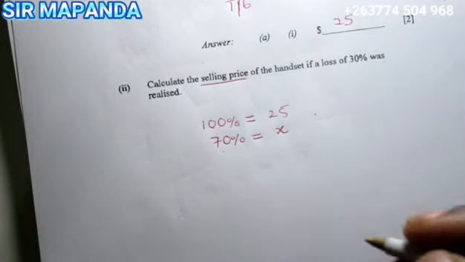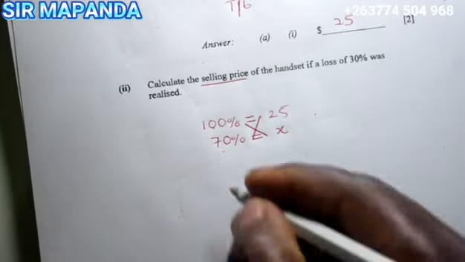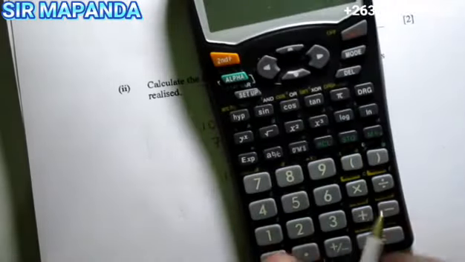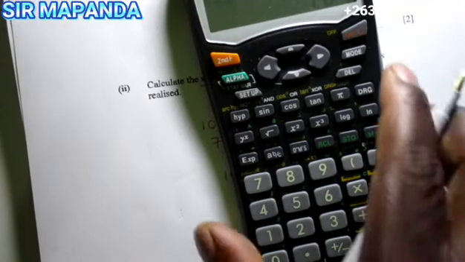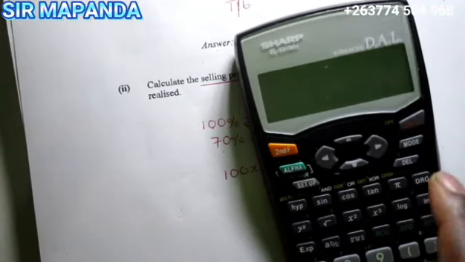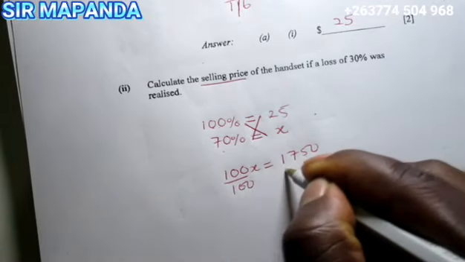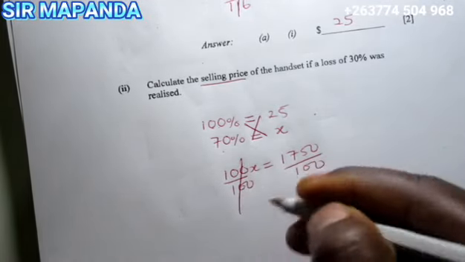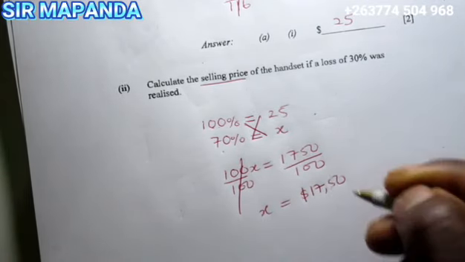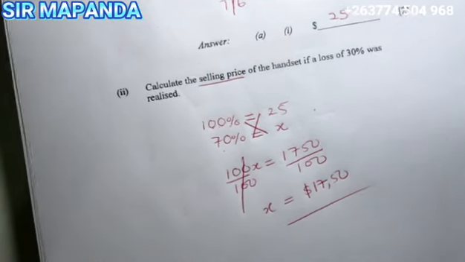So to find the selling price, which gives a loss of 30%, you now need to do the process of cross multiplication. So you get 100x here, then 70 times 25. 70 times 25, you get 1750. Divide both sides by 100. So x is equal to $17.50. So this is the selling price, which results in a loss of 30%. I hope you are listening, class.